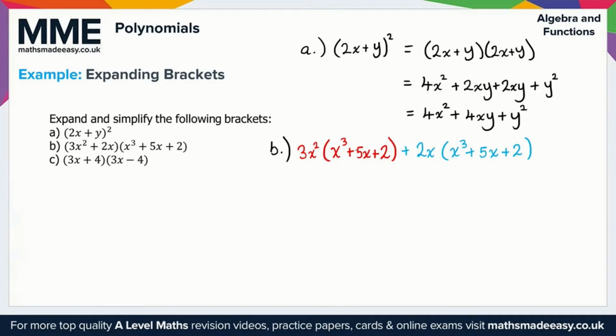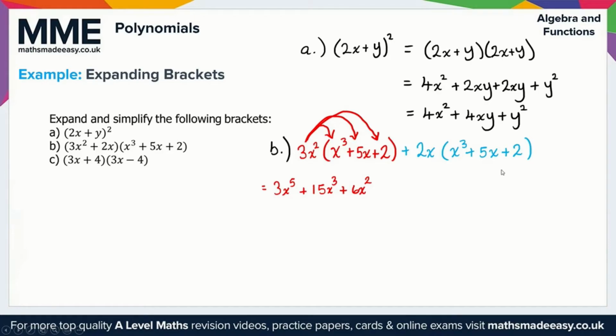So expanding this part in red, we've got 3x squared times x cubed, so that's simply going to give us 3x to the power of 5. We've got 3x squared times 5x, well if we expand that, that will give us 15x cubed, and finally we've got 3x squared times by 2, which gives us 6x squared. So all I've done there is simply multiplied 3x squared by x cubed, multiplied it by 5x, and then finally multiplied it by 2 as well.